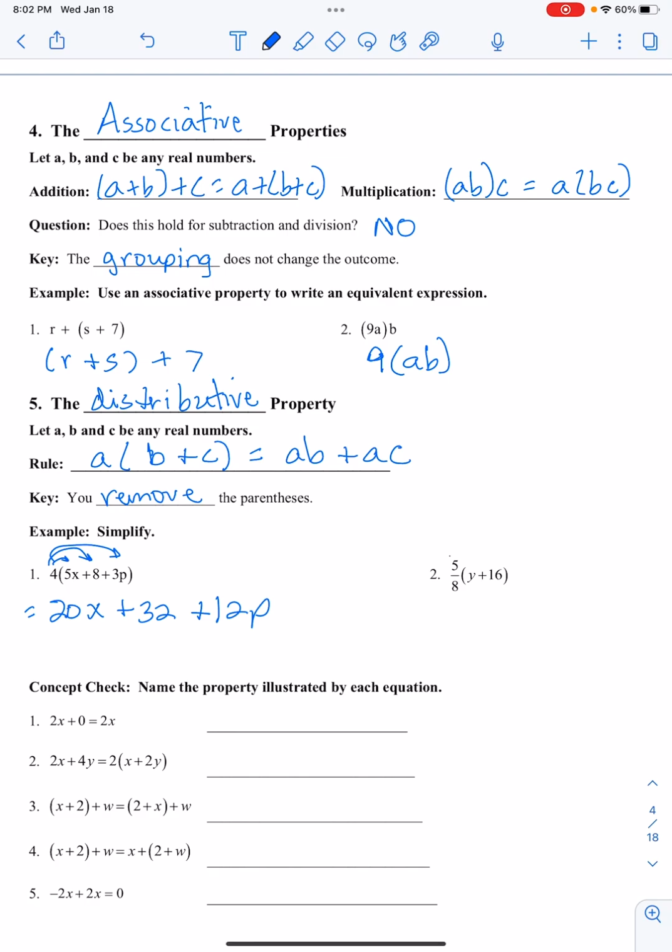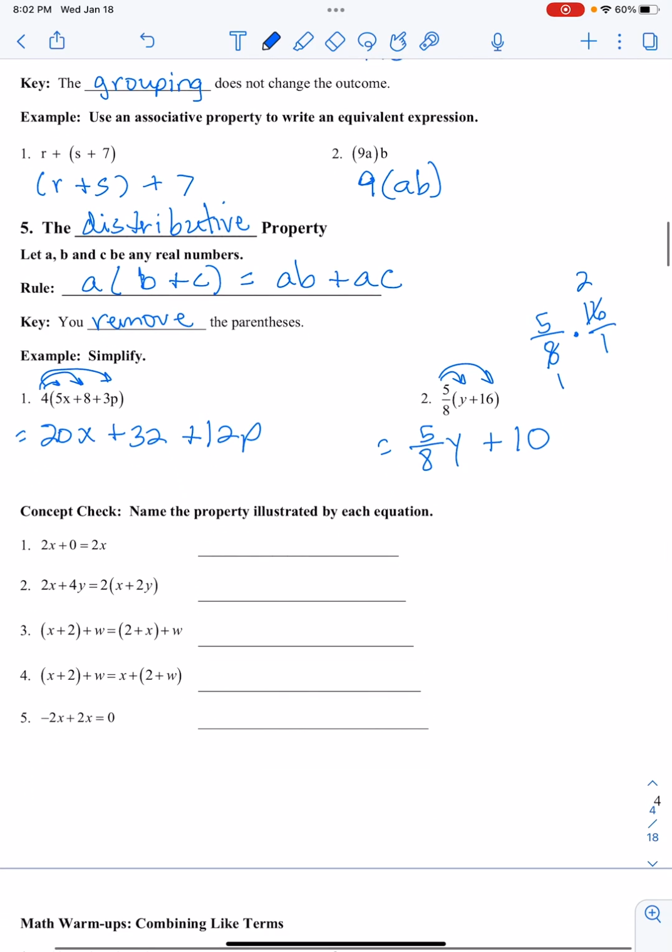For 2, we're going to multiply everything by 5/8. So 5/8 times y is 5/8 y. And then maybe here on the side, we're going to take 5/8 times 16. We'll put a 1 under it to see how it relates to 5/8. Multiplying fractions, we look to reduce first. So 8 goes into itself once, and 8 goes into 16 twice. And then we multiply across. We get 5 times 2 is 10 over 1. 10 over 1 is 10.